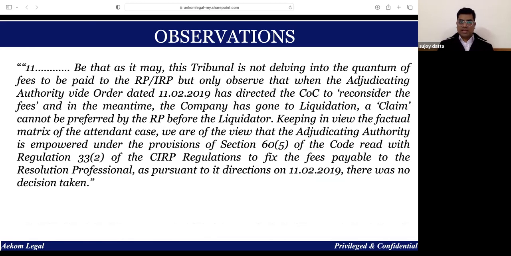And further they said, we are not going to get into the question of whether the quantum of fees was correct, but we will observe that when the adjudicating authority had directed the COC to reconsider the fees, and in the meantime the company has gone into liquidation, a claim cannot be filed by the RP before the liquidator, and liquidator cannot decide this question, which the COC was supposed to decide. If the COC has vanished, then keeping in view the factual matrix, we are of the view that the adjudicating authority is empowered under section 60 subclause 5 to fix the fee payable to the RP, and it is the adjudicating authority that in such a case would decide the fees.